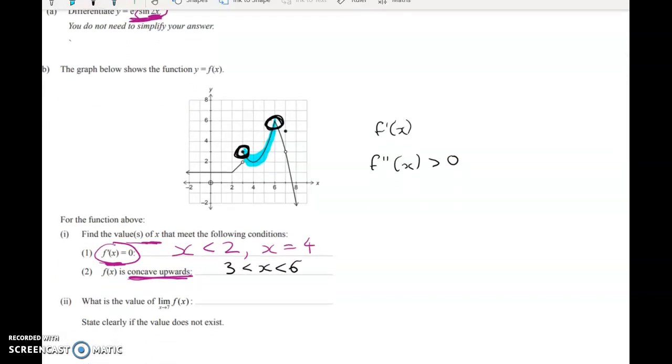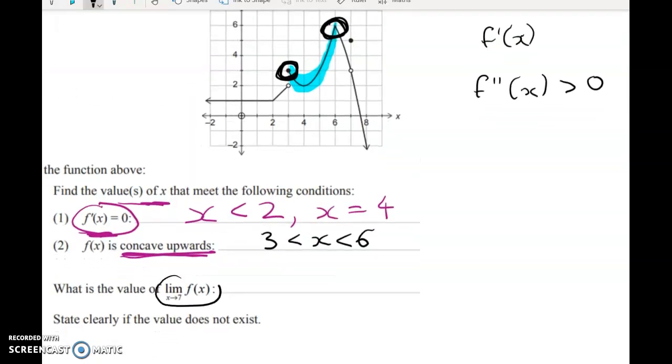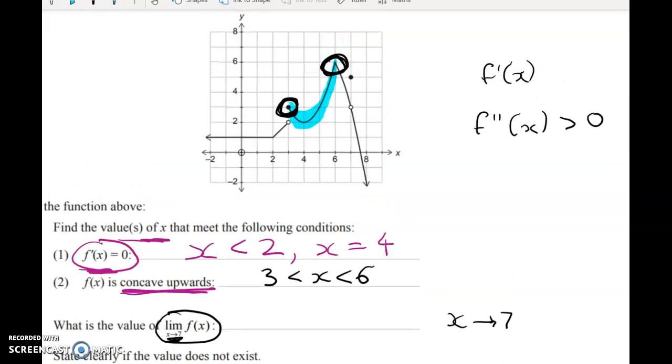Now the last question in here is asking, what's the value of the limit of the function as x goes to 7? So we have to look from both sides and see if it's approaching the same number. And in this case, you can see that as we're approaching 7 from below, we're heading towards a y value of 3. When x values are approaching 7 from below, the y value is heading towards this value here of 3.